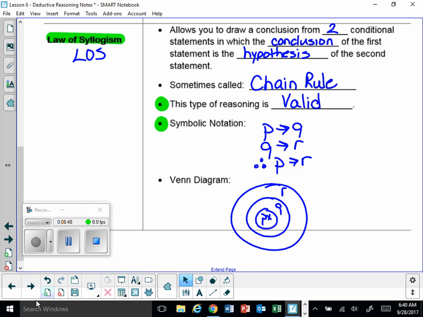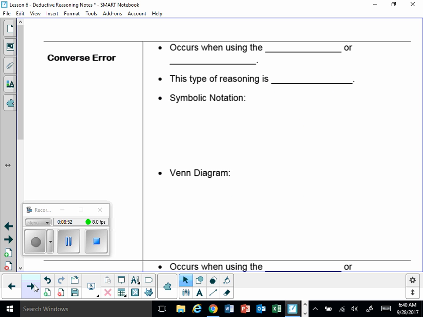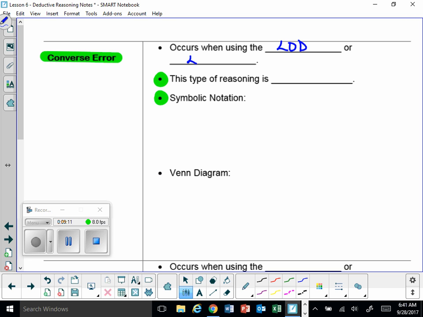All right, so we had three types of arguments that are valid. Remember, valid and true are not the same thing. Now we're going to have two types of arguments that are invalid. The first one is going to be converse error. The converse error occurs when you're using the law of detachment or the law of contrapositive. And again, it's invalid. So we start with a conditional statement.